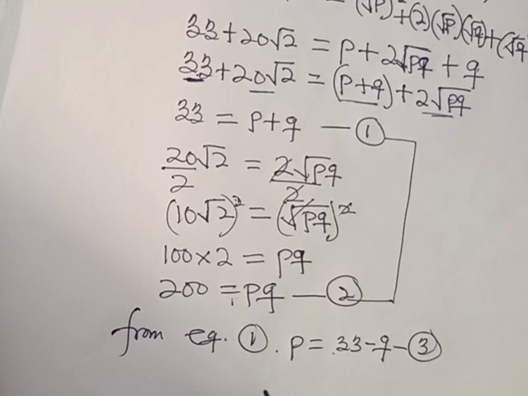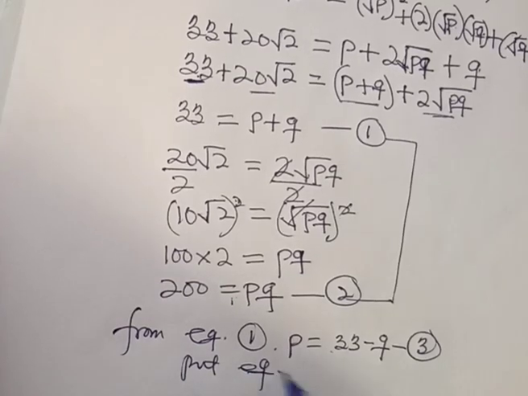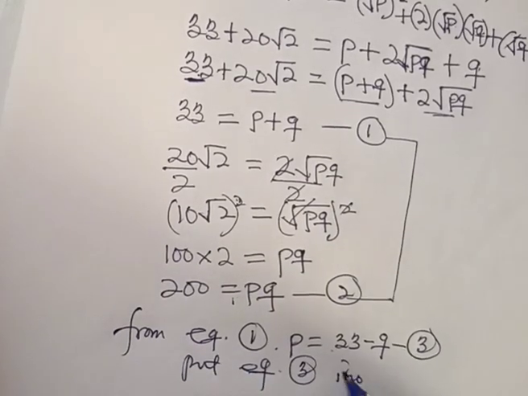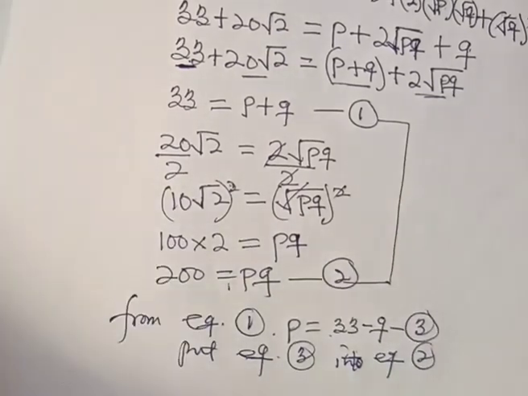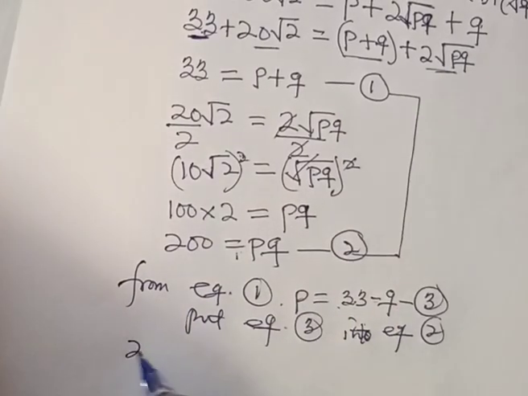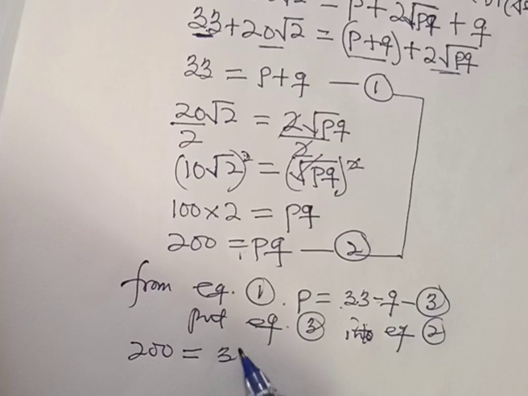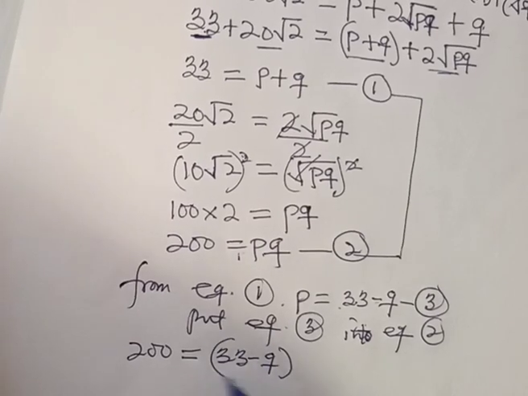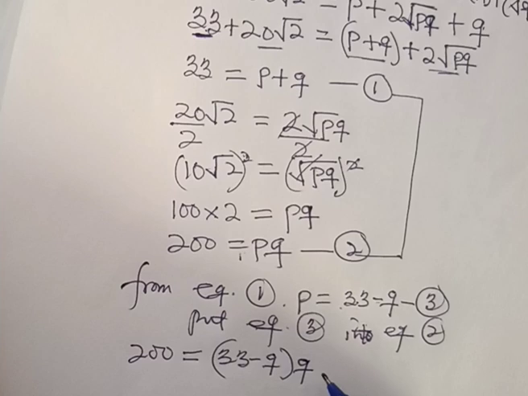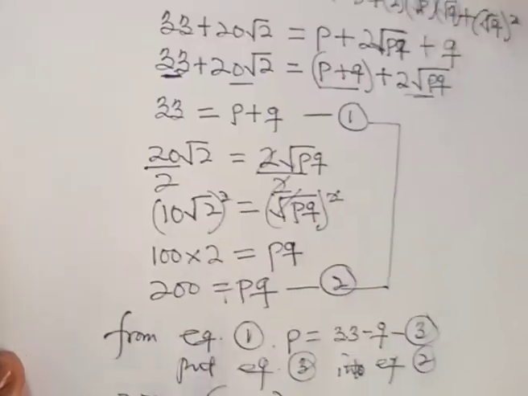Okay, good. So I'm putting equation 3 into equation 2. So it means wherever I see P, I'll put 33 minus Q. All right, good. So I have this in equation 2. Now this becomes 33 minus Q times Q. All right, yes. So we do that, then we move on. Okay, good. Now let's move on.